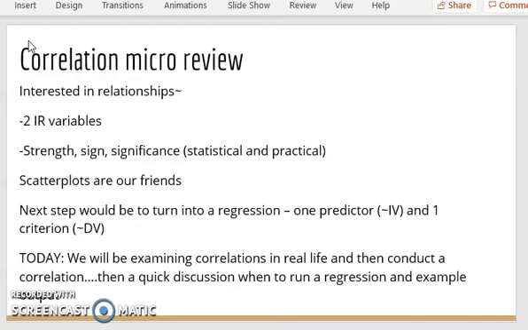We typically use the terms independent and dependent when we're using an experimental or quasi-experimental design, where you have groupings for your independent variable. All right, so we're going to look at some real life examples I've pulled, and we'll have a quick discussion of the regression towards the end.